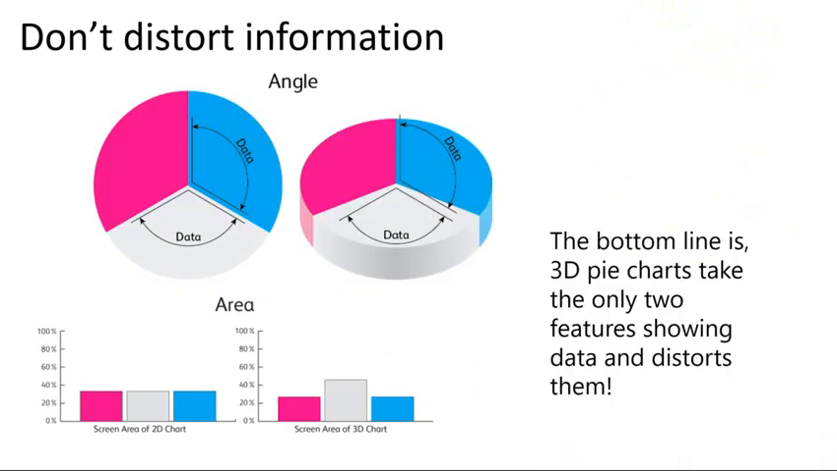3D pie charts. So angle is not the only way that a pie chart represents data. We also read pie charts by looking at the area and, like I said before, the arc. So when you make a pie chart 3D, it distorts all of those things. So you're like tripling down on the mistake.